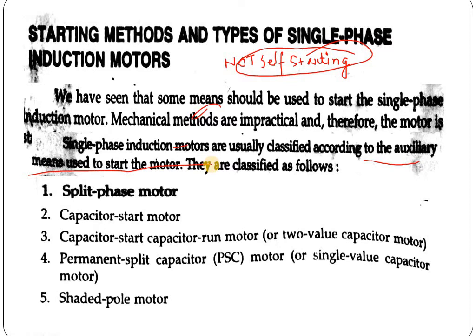First one, split phase induction motor. Second one, capacitor start motor. Third one, capacitor start, capacitor run motor, also called the two-value capacitor motor. Fourth one, permanent split capacitor type, or single-value capacitor motor. And fifth one, shaded pole motor. So these 5 types of single phase induction motors are generally classified like this. In this lecture, we will mainly focus on the first type, the split phase induction motor, how it is made, its torque speed characteristics, and the basic phenomena involved.